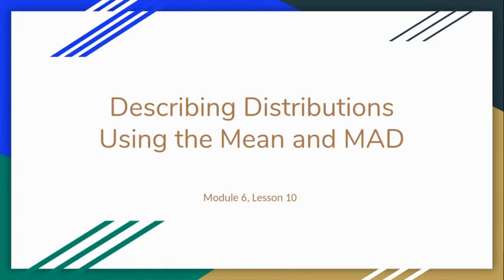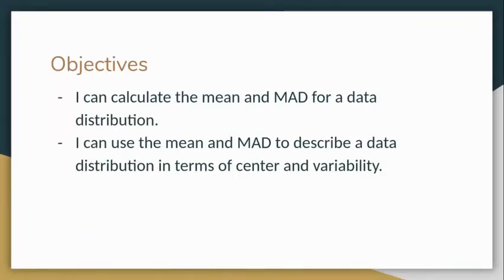We're going to continue our work from yesterday in describing data distributions using mean and mean absolute deviation. Our objectives today are that we can calculate the mean and mean absolute deviation for a data distribution, and that we can use the mean and MAD to describe a data distribution in terms of center and variability.